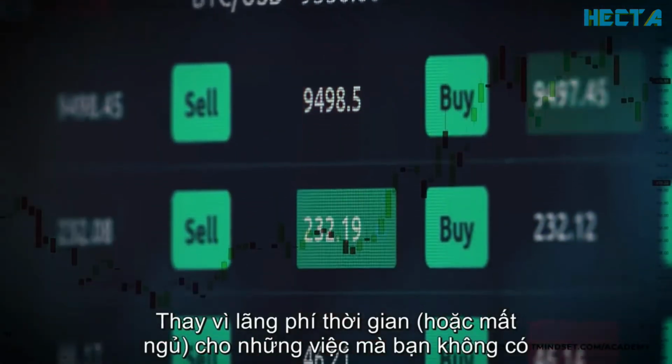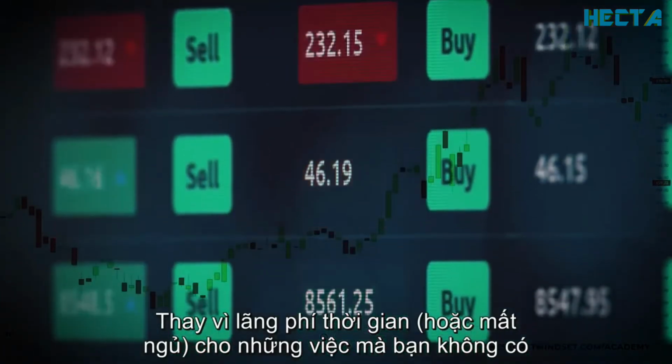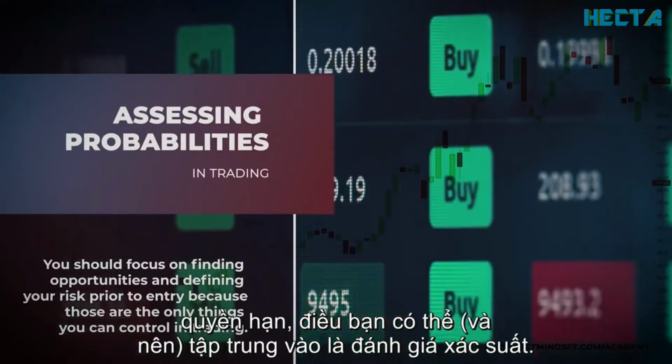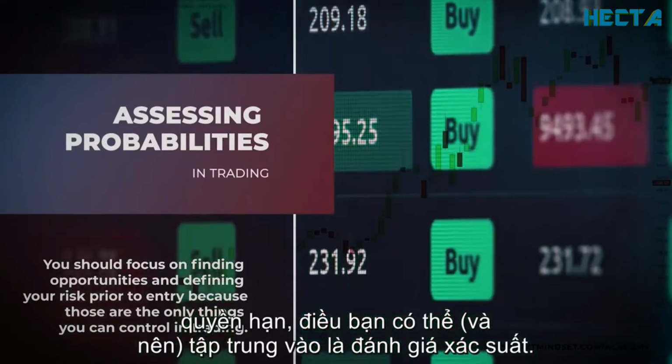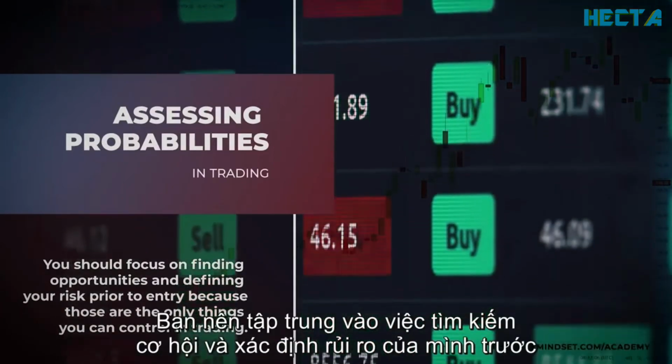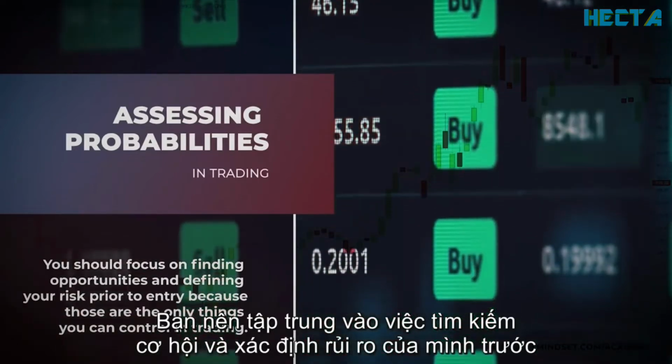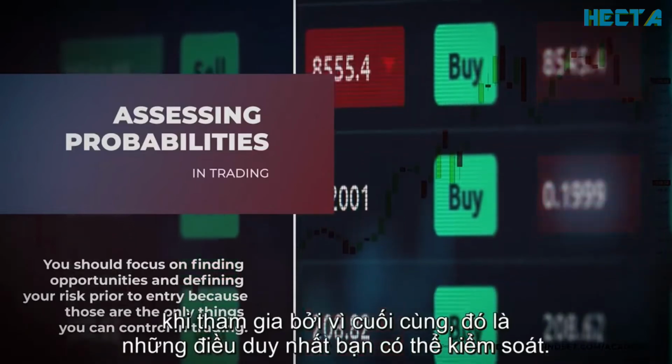Rather than wasting time or losing sleep over things that you have no power over, what you can and should focus on is assessing probabilities. You should focus on finding opportunities and defining your risk prior to entry, because in the end, those are the only things you can control.